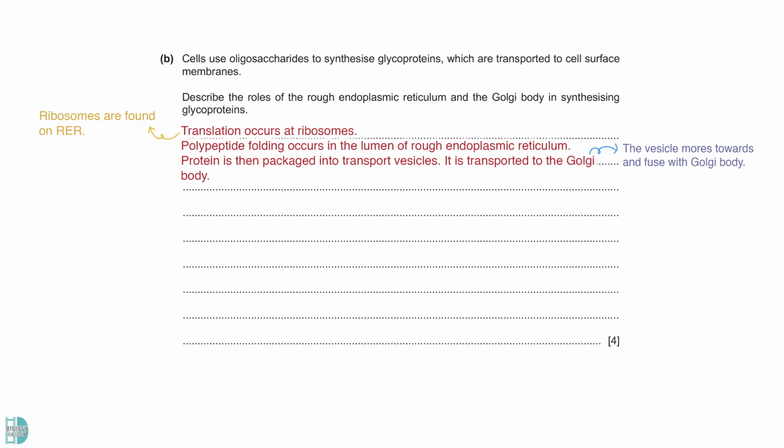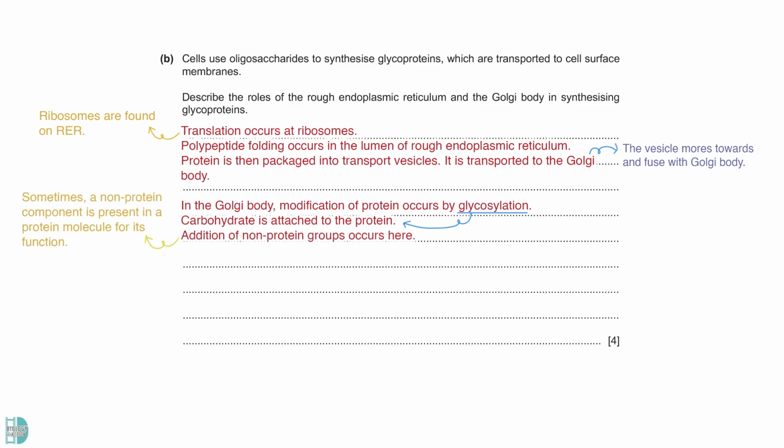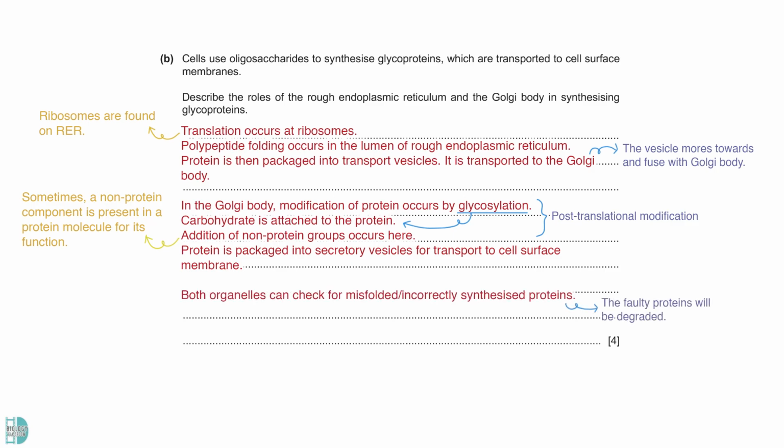In the Golgi body, modification of the protein occurs. A process called glycosylation takes place for the formation of glycoprotein. Carbohydrate is attached to the protein in this process. If a non-protein group is needed in the proteins, the addition of it may occur here as well. These processes are known as post-translational modification. The final product is then packaged into secretory vesicles and transported to the cell surface membrane. Both organelles can check for any misfolded or incorrectly synthesized proteins. The faulty proteins will be degraded.